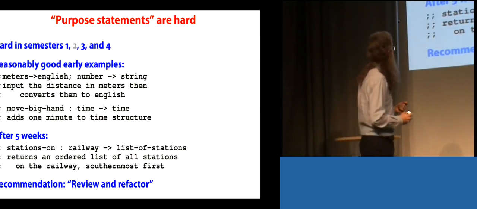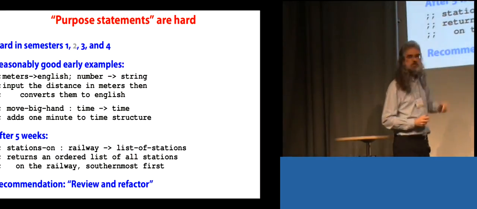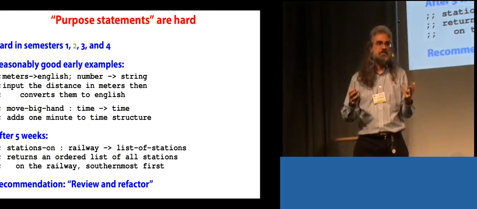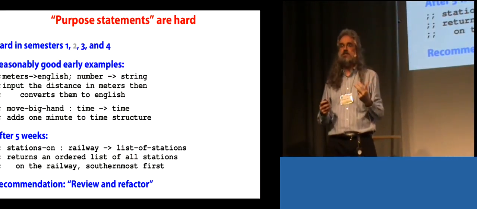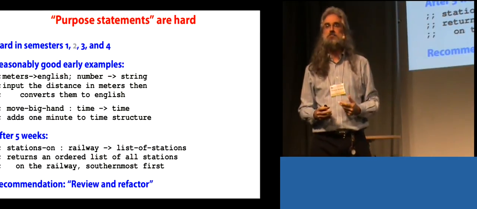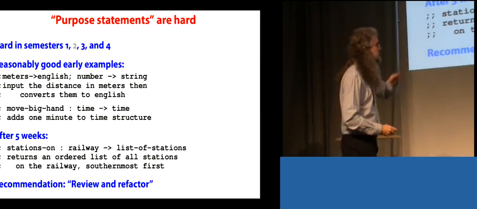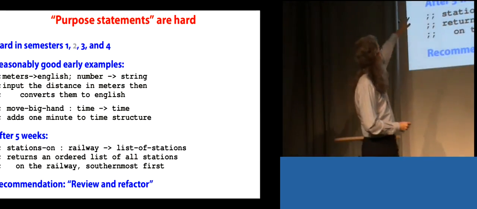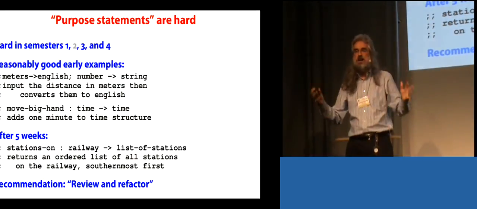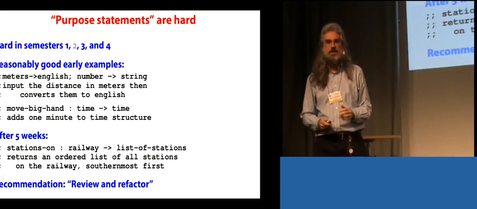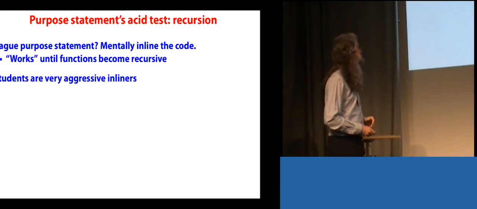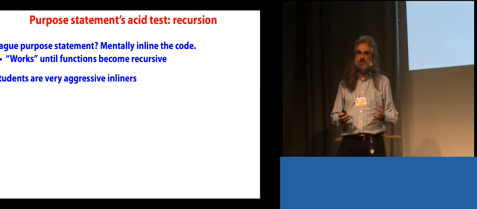So you might be thinking, how could this possibly work with purpose statements like this one? How can the students get anything done at all? I see Matthias smiling in the back because he knows the answer. They look at the code. They just go right past the abstraction barrier and say, oh, well, I don't care about this purpose statement. Let me just look at the body of this function and then I'll know what it does. This works right up to the point where they start writing recursive functions.